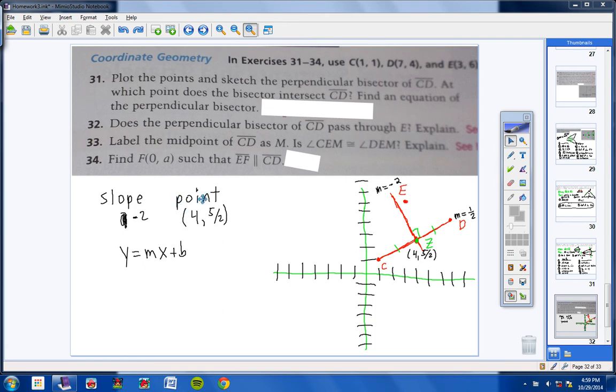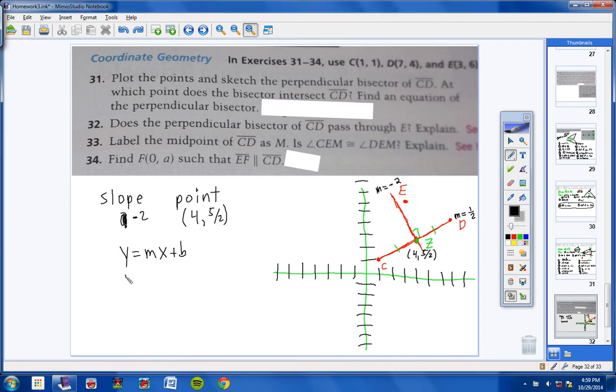So students, here we go. Where the y is, I'm going to put 5 over 2. Where the m is, I'll put negative 2. Where the x is, I'll put 4. And then we're going to solve for b, okay? So here we go. 5 halves equals negative 2 times 4, negative 8, plus b.